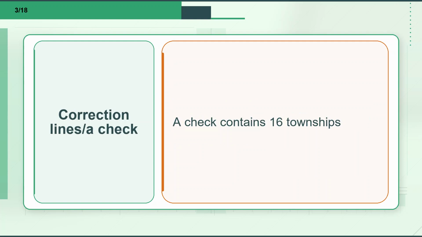Flashcard 3. Term: correction line / a check. Definition: a check contains 16 townships.